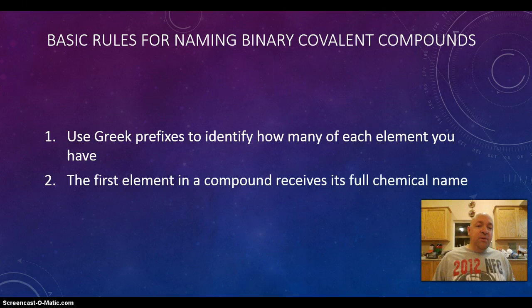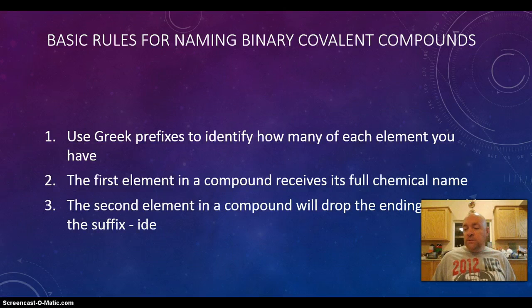So that's basically the first element always gets its full name, and you're just going to take that right off the periodic table. You're not going to change anything at all. So the prefix comes first, then the first element gets its full name. The second element is the one that you have to change a little bit, and the second element in a compound is going to drop its ending, and you're going to add the suffix ide.